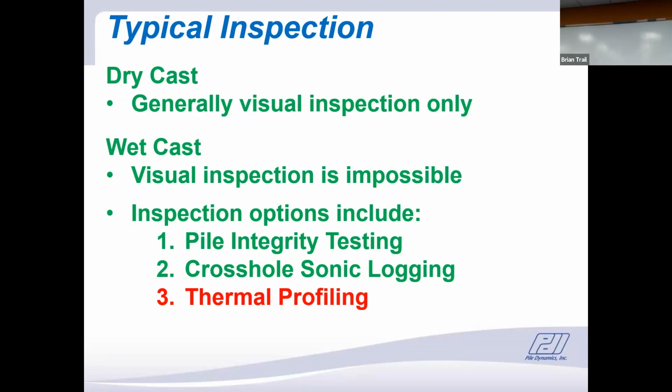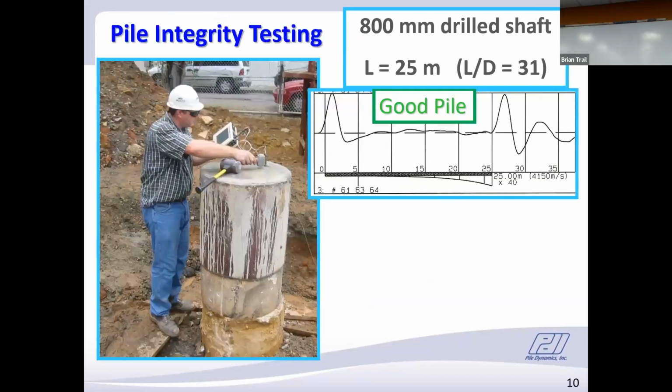So what options do we have available? We have pile integrity testing, cross-hole sonic logging, and thermal profiling are the 3 main ones. And let's take a brief review of some of those. For pile integrity testing, the idea is to put an accelerometer on the top of the pile, use a small handheld hammer and go whack, and look at that stress wave going down the pile and coming back.